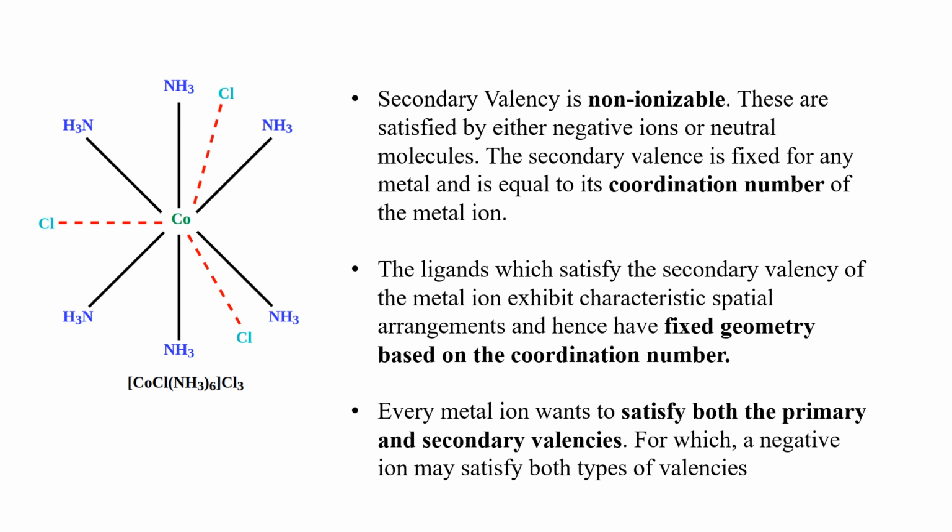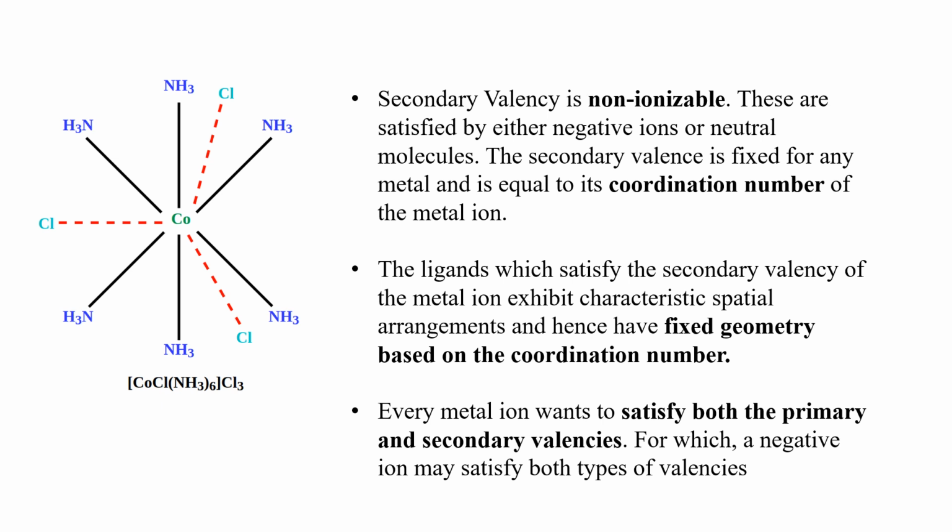So it depends on the coordination number, a complex gets its structure, a fixed geometry, right? That's there in the next postulate. The ligands which satisfy the secondary valence of the metal ion exhibit characteristic spatial arrangements and hence have fixed geometry based on the coordination number. So secondary valency is otherwise called the coordination number of the central metal atom, and based on the coordination number of the central metal atom, the geometry around the metal atom is fixed by the ligands, right?